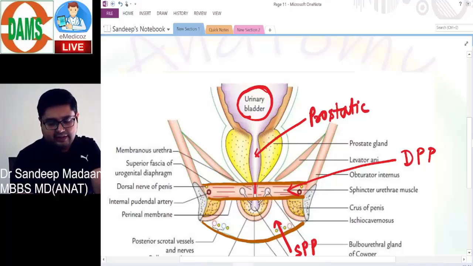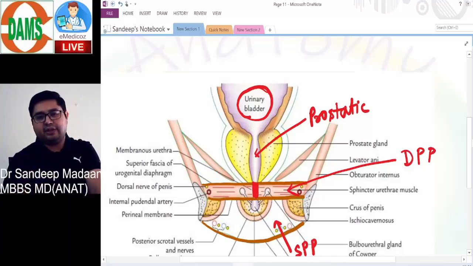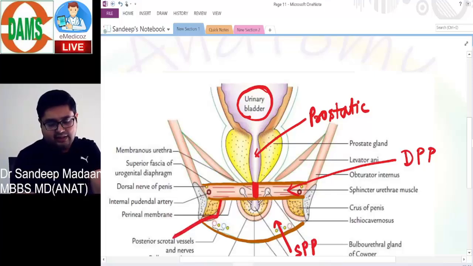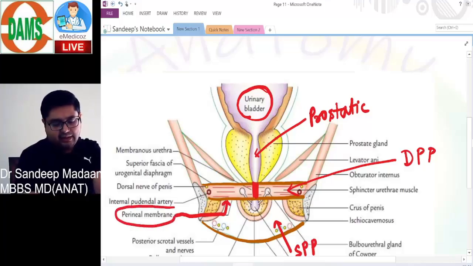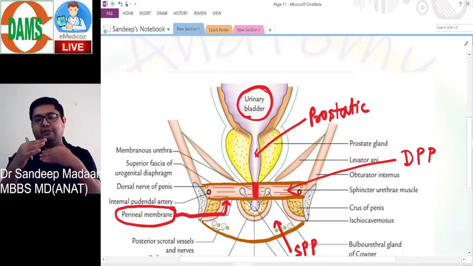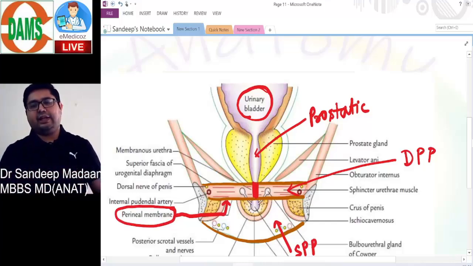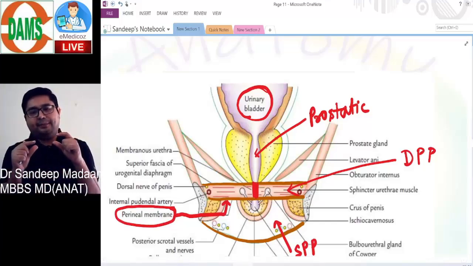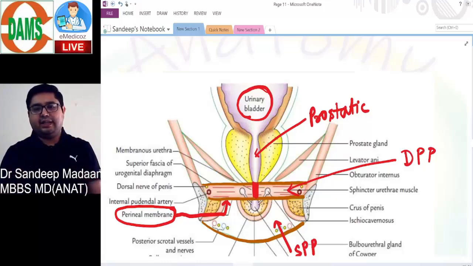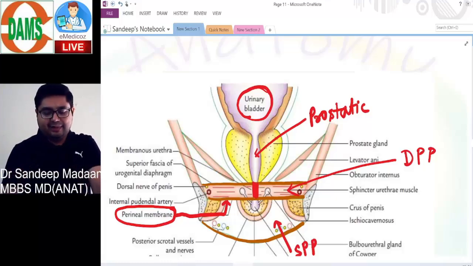What about this part of the urethra? This part of the urethra is called the membranous urethra because it pierces this membrane here. What is this membrane? This is the perineal membrane. And this is nothing but the inferior fascia of the urogenital diaphragm. Actually, the inferior fascia of the urogenital diaphragm is too thick, so we call it a membrane. So this is the perineal membrane. It is pierced by the membranous urethra.